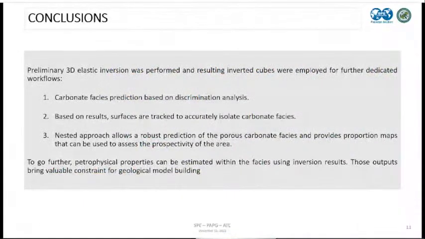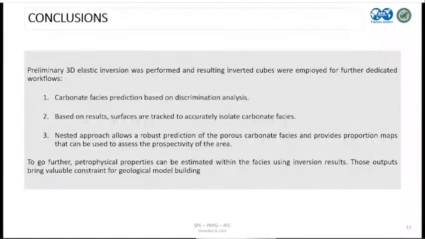Okay, so to conclude, in the frame of the project, 3D elastic inversion has been performed, and the resulting optimized impedance cube has been used to perform this nested discriminant analysis, allowing us to first isolate the carbonate facies. Then, using the result of this first pass discriminant analysis, we could track the reservoir and isolate the most likely carbonate facies. And then, using this nested approach and the second pass discriminant analysis, we could predict the most interesting part of the carbonate in terms of reservoir properties, so with a higher porosity, and compute maps to assess the prospectivity of the area.